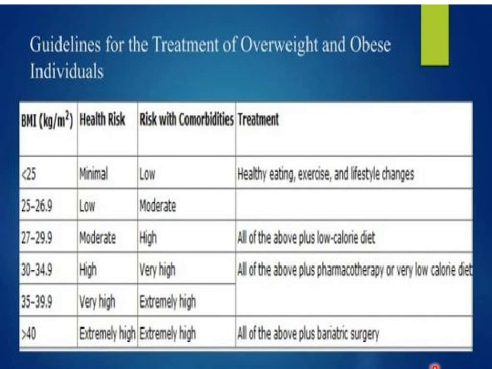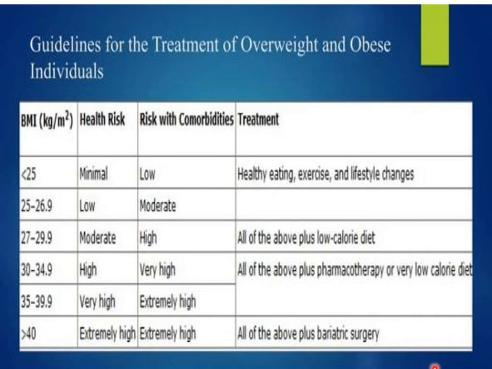While a body mass index of 27 to 29.9 carries a moderate health risk, and a high risk with comorbidity. What's the treatment for those people? Apart from the above plan, a low-calorie diet should be prescribed for them.